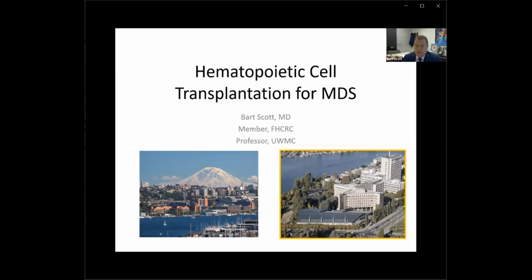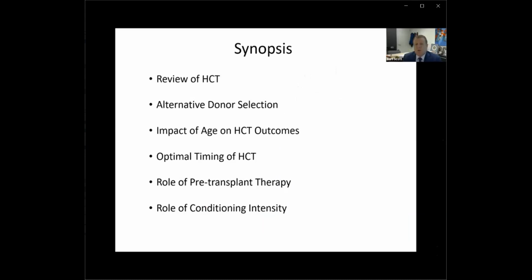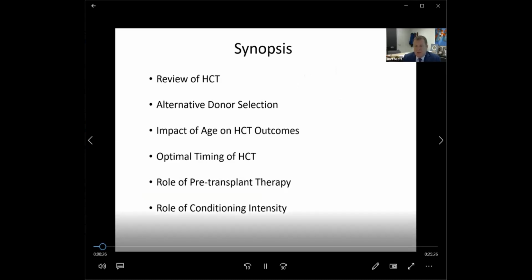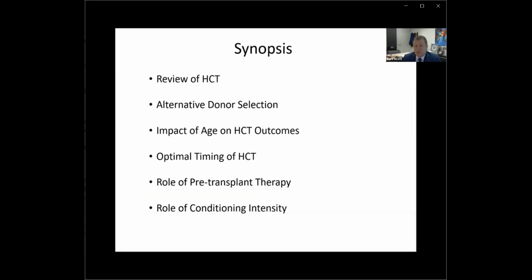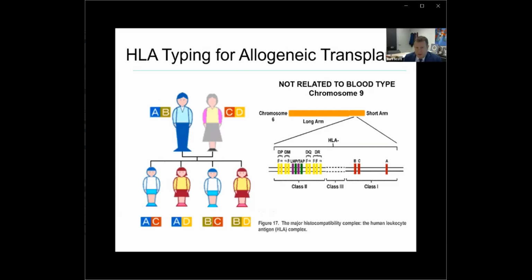I work here at the Fred Hutchinson Cancer Research Center with Dr. Deeg, and I've been asked to speak to you today about stem cell transplantation for MDS. So we'll review the transplant in general, what it is. We'll talk about how we select donors. We'll discuss the impact of age on transplant outcomes. When should transplant be considered for MDS? Should we give treatment before transplant or not at all? And then we'll discuss the role of conditioning intensity.